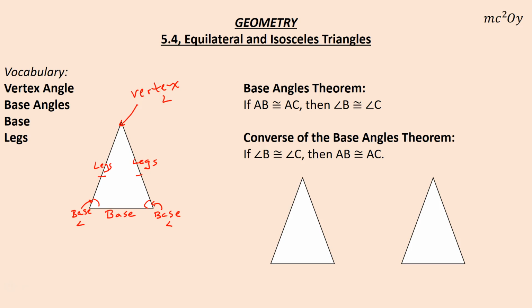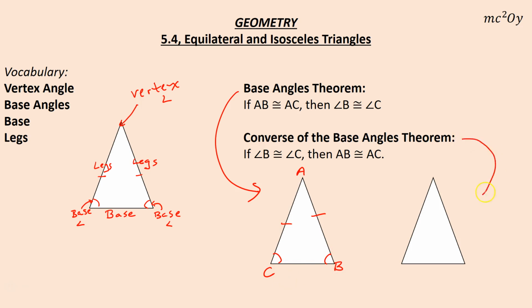Now the base angles theorem states that if AB is congruent to AC, so I'm going to go ahead and label some stuff here, A, B, and C. And let's use this triangle down here. Okay, if AB is congruent to AC, then we know that angle C and angle B would also be congruent. That's the base angles theorem.